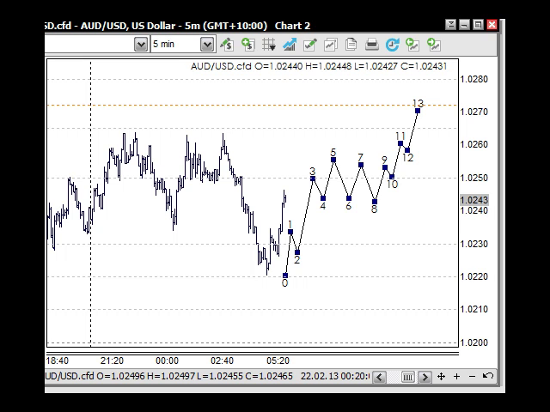So we'll do our best to navigate through this ABC correction, but it's not always easy, and you always need to take a balanced point of view, the middle of the road point of view. And that way you don't stress out as much. But once that ABC is finished, then we should have that run to the upside, and that's what we'll be looking for.